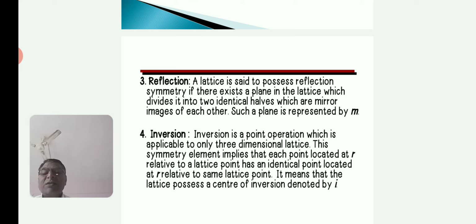This is the short summary of our brief information about the basis and symmetry operation.